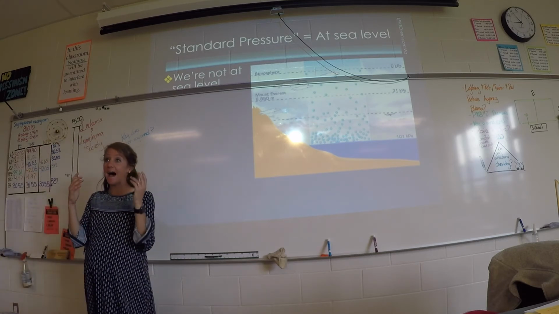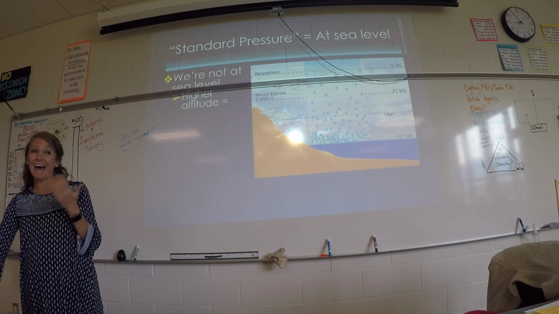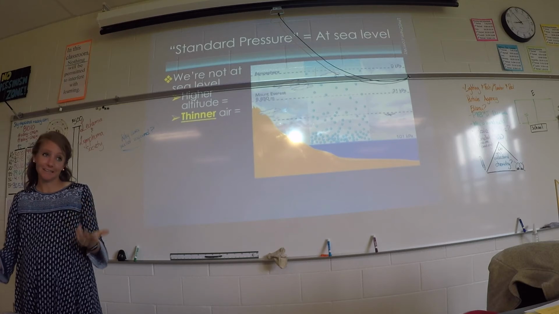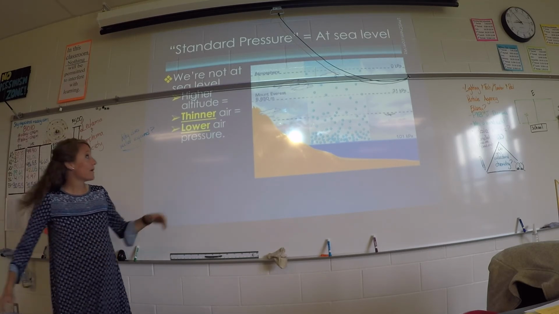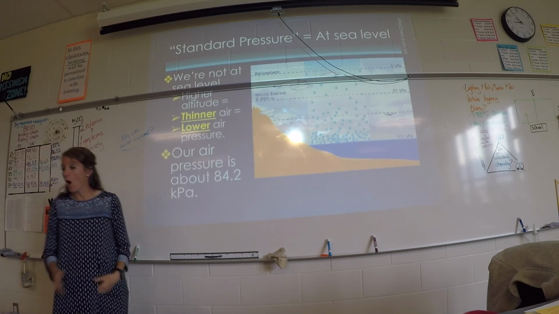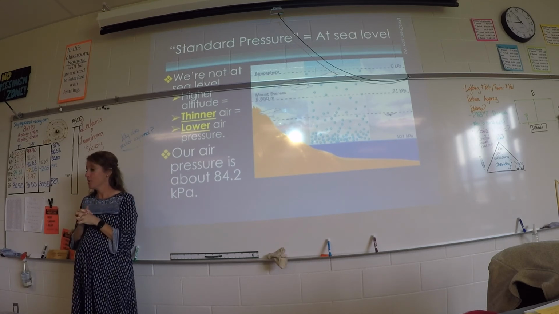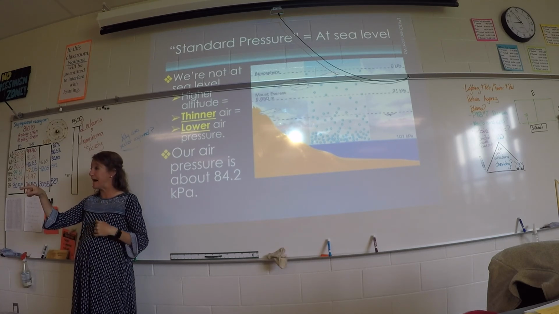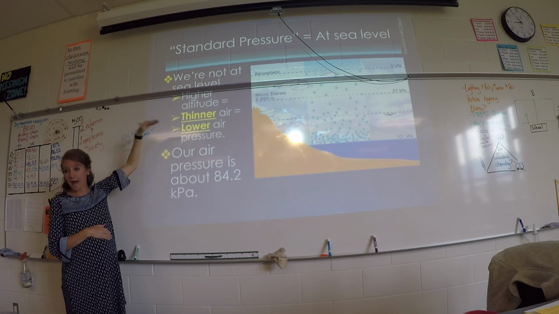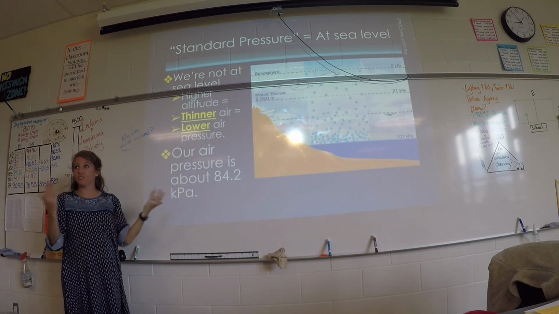So for us, since we're not at sea level, we're at a higher altitude. That's why they often say the air is thinner, because it literally is. We have a lower air pressure pushing down on us. Our air pressure sits at about 84.2 kilopascals. So if you look on the vapor pressure graph above, instead of being at 101, the standard, we're at 84.2, which when you carry that across and down, it changes the boiling point.